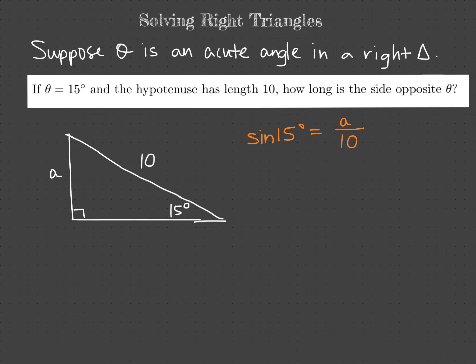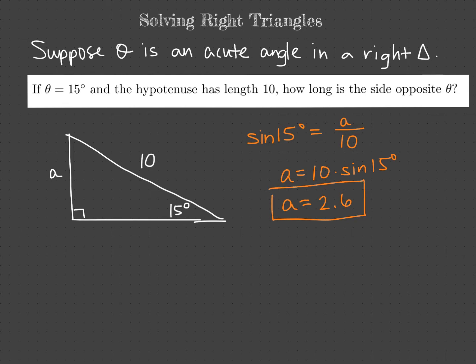Now please realize I'm not using A as like adjacent or anything. I didn't mean to, I just chose A at random as a variable. I realize that it is the opposite side. I guess I could have chosen O, but A it is. Then all we need to do is cross multiply. So we'll have that A equals 10 times the sine of 15 degrees. We end up getting, rounding to the nearest tenth, 2.6 units. Now this makes sense.